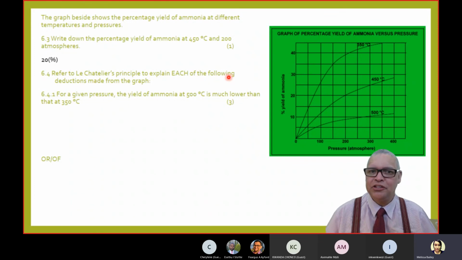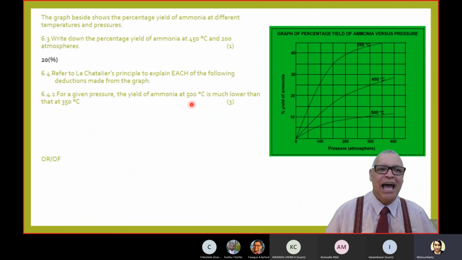Refer to Le Chatelier's principle to explain how each of the following deductions are made from the graph. Notice the first one: for a given pressure, the yield of ammonia at 500 degrees Celsius is much lower than that at 350 degrees Celsius. So let's see on the graph what they're talking about. First we're looking at the yield. 500 degrees Celsius right here. The yield is much lower here compared to this one here. How come? That's what that question is exploring.